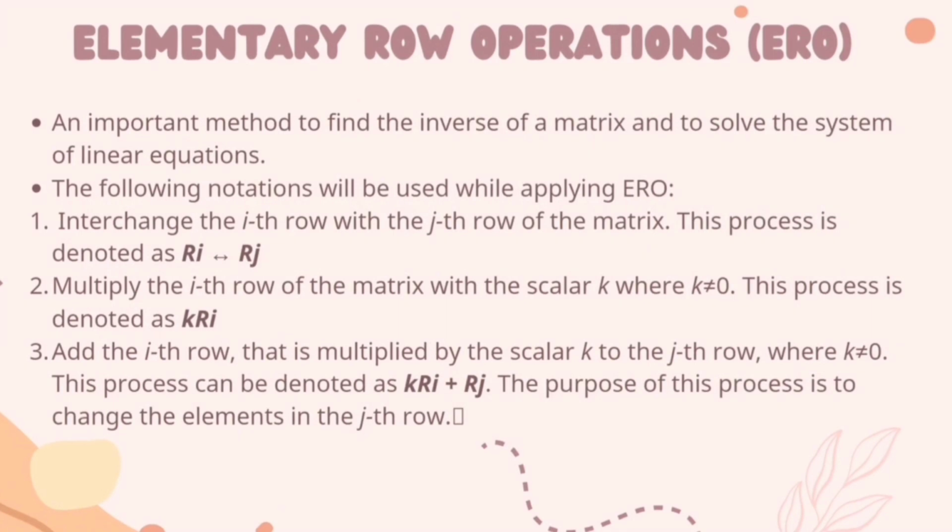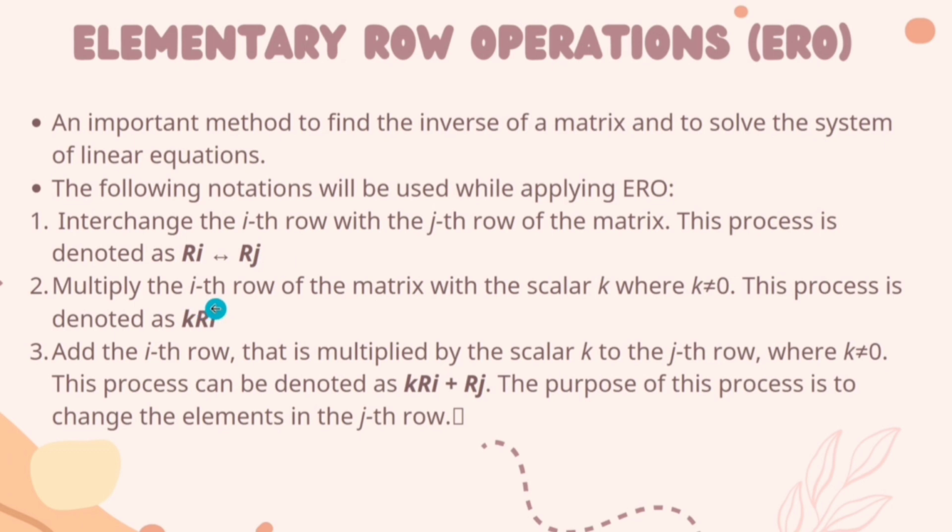So, what are elementary row operations? It is an important method to find the inverse of a matrix and to solve the system of linear equations. The following notations will be used while applying ERO. The first one: interchange the i row with the j row of the matrix. This process is denoted as Ri interchange with Rj.